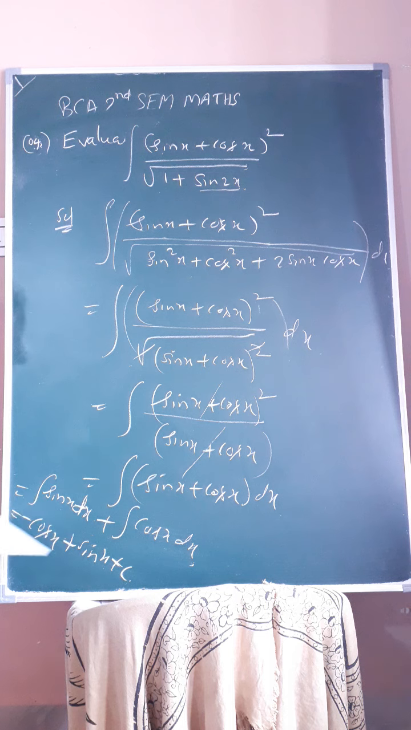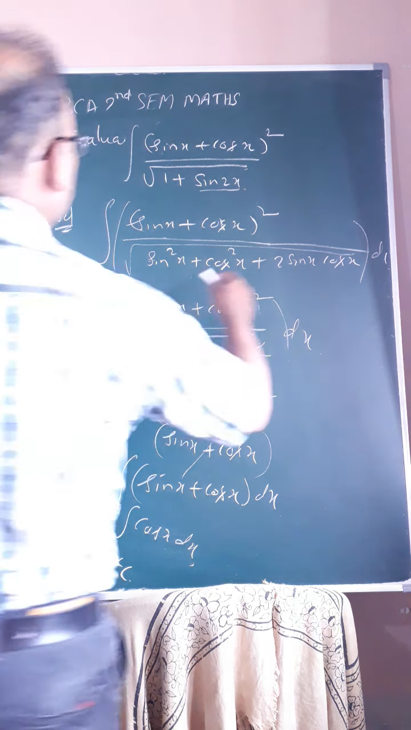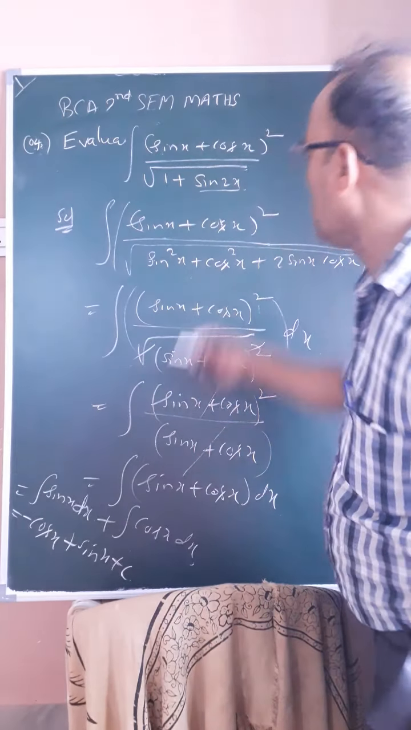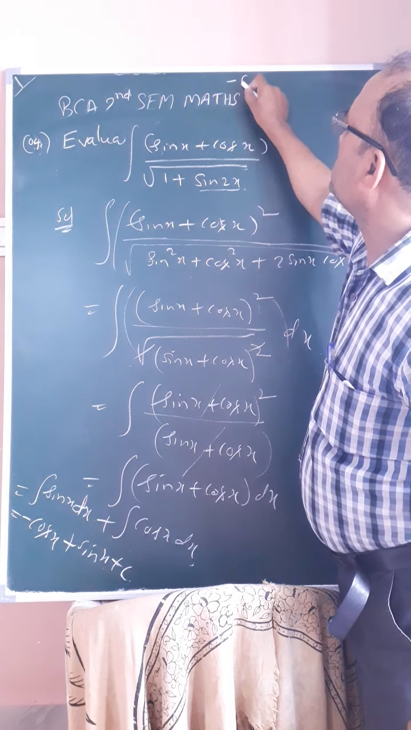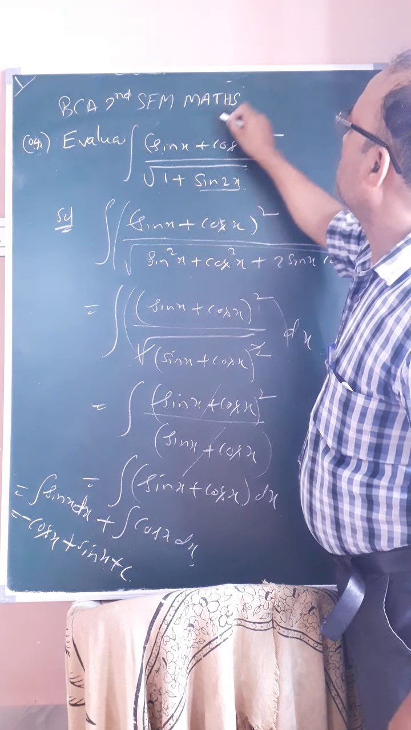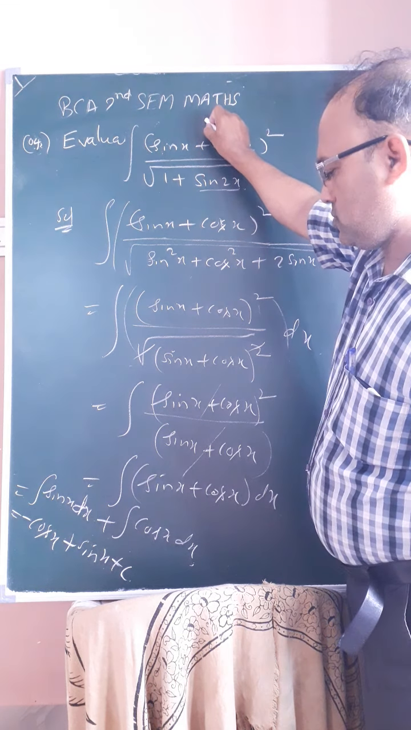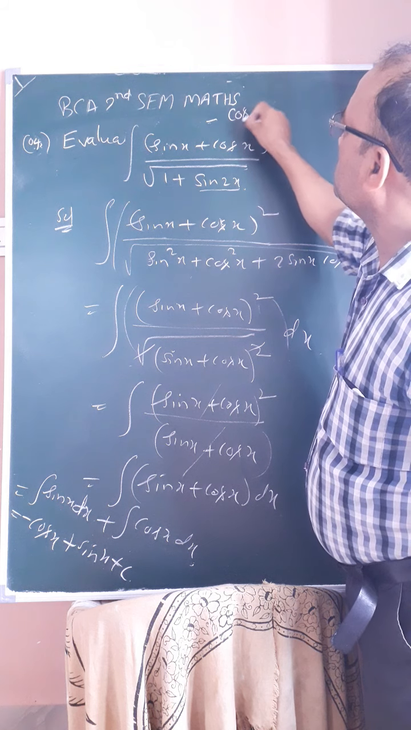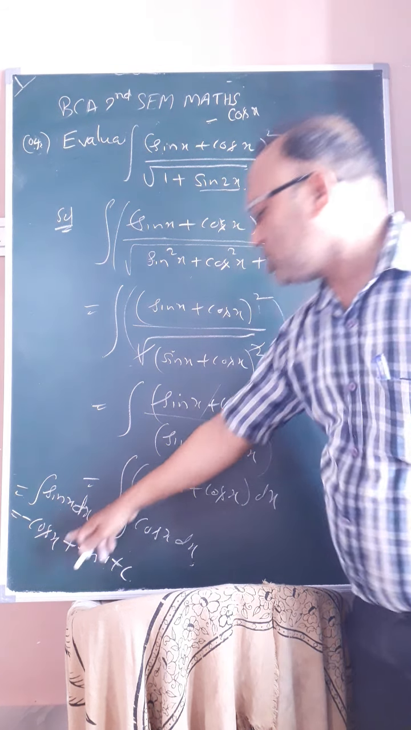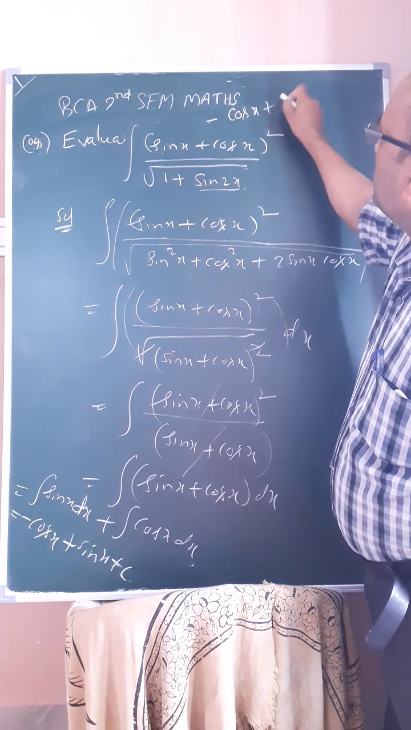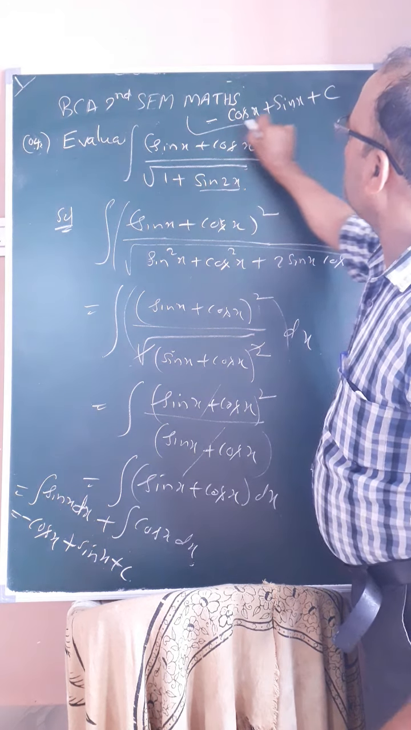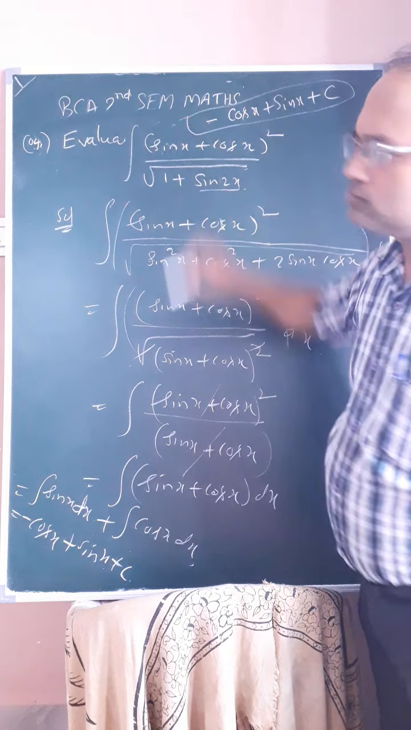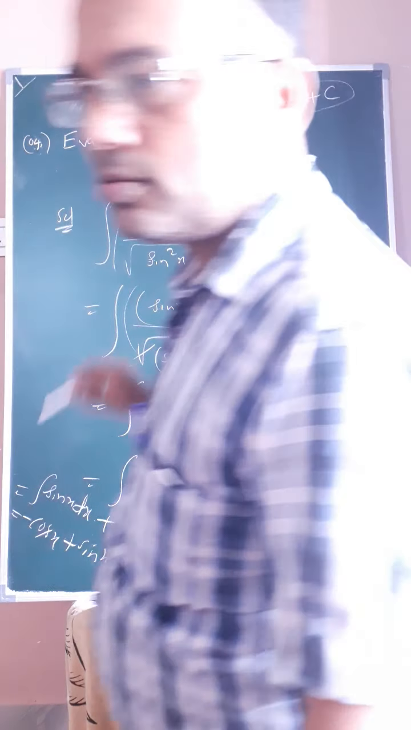If you are not seeing clearly, I will write the answer here. So the last step is minus cos x plus sin x plus c. This is the answer for this question.